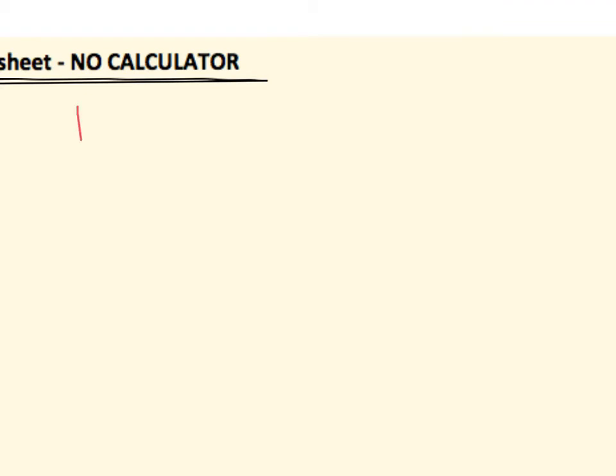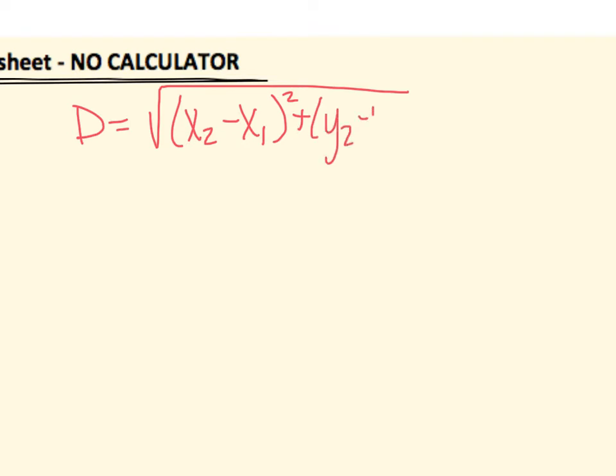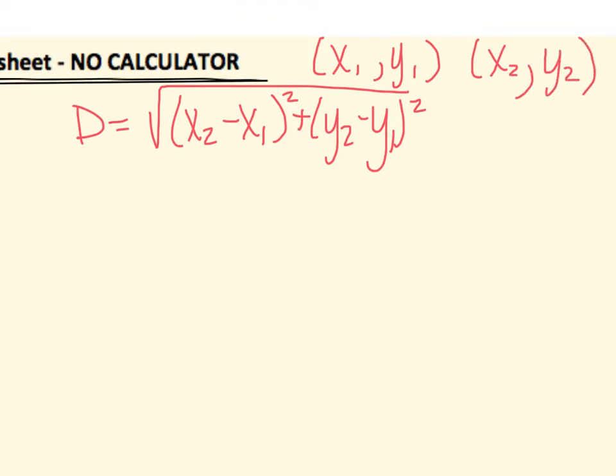So the distance formula is going to be equal to the square root of x2 minus x1, and these are coordinate points, squared, plus y2 minus y1 squared. So this is when we have a coordinate point x1, y1, and x2, y2, and we want to find the distance between those 2 points.